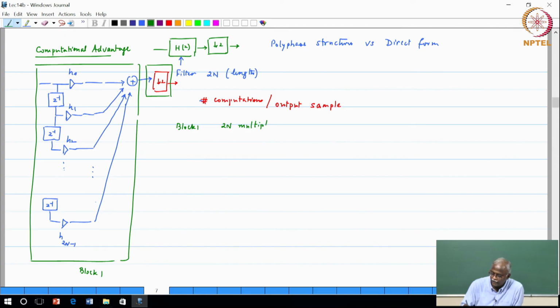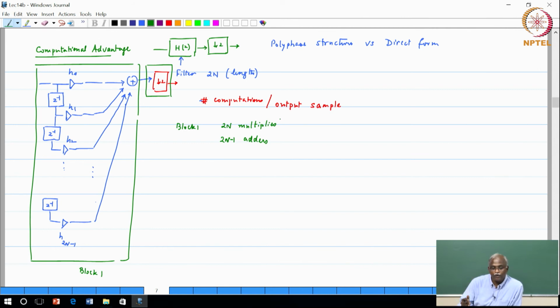2n multiplies, how many adds? 2-element adders, there will be 2n minus 1 adders. It is like the last two get added, and then the previous one, and the previous one. So, there will be 2n minus 1 two-input adders.